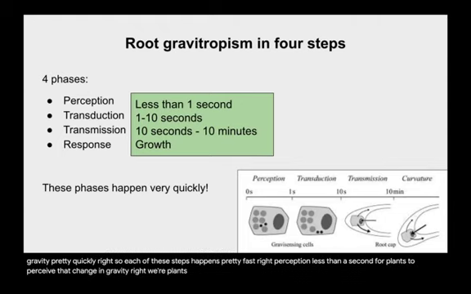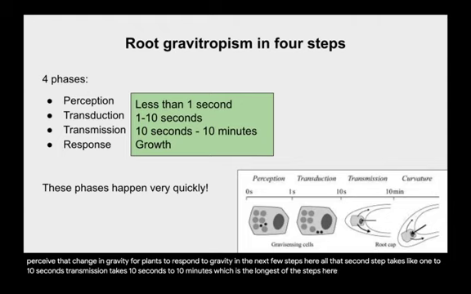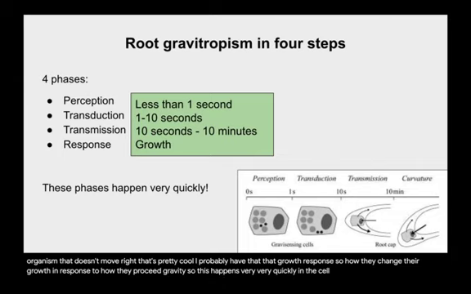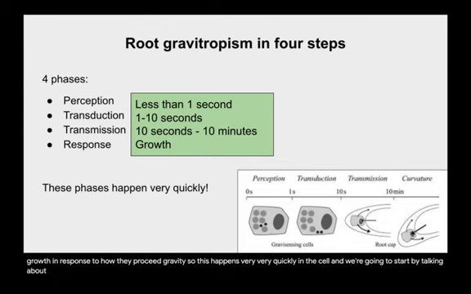For plants to respond to gravity, the next few steps are: the second step takes 1 to 10 seconds. Transmission takes 10 seconds to 10 minutes, which is the longest of the steps, but still only 10 minutes in an organism that doesn't move. That's pretty cool. And then finally we have the growth response, so how they change their growth in response to how they perceived gravity. So this happens very, very quickly in the cell. And we're going to start by talking about perception first.